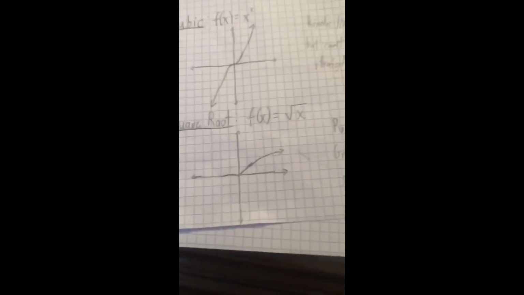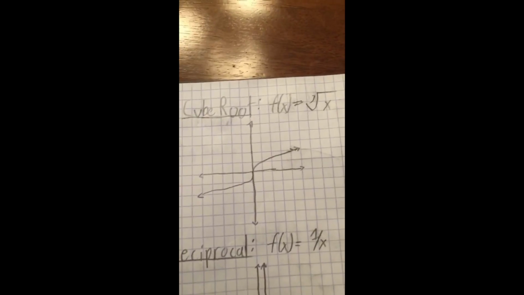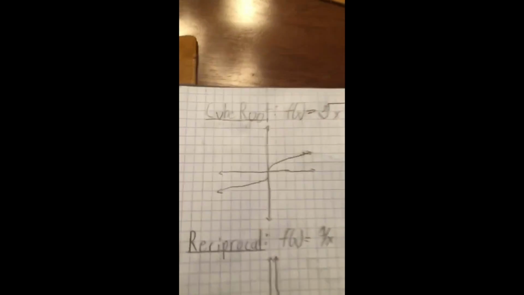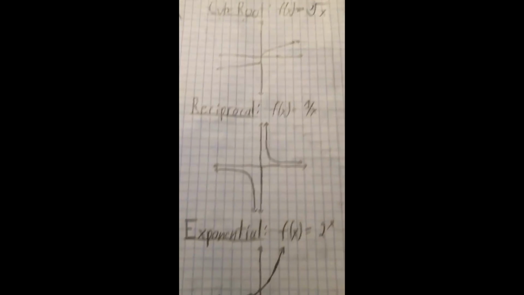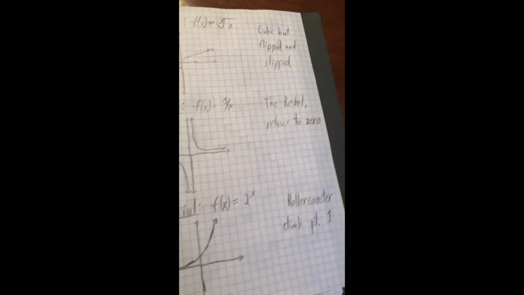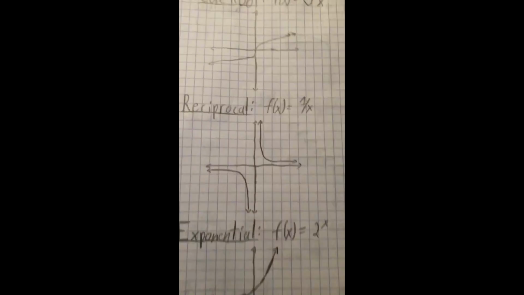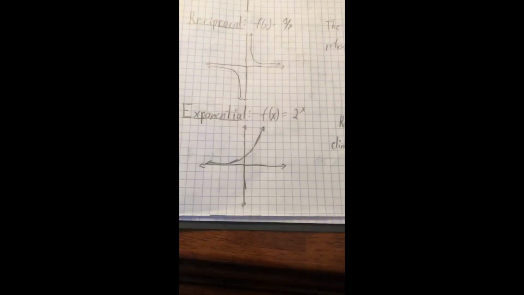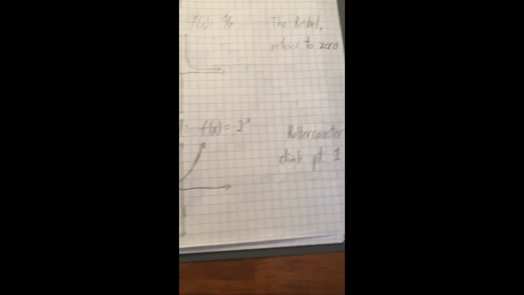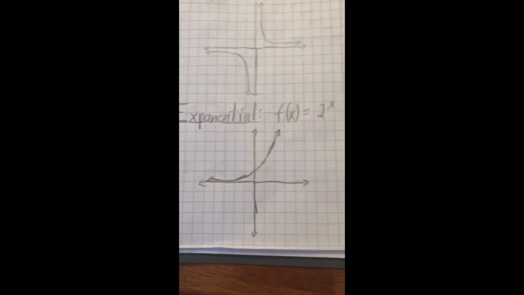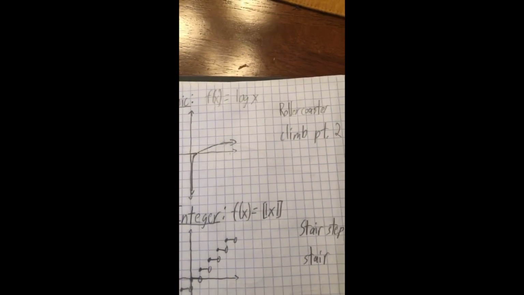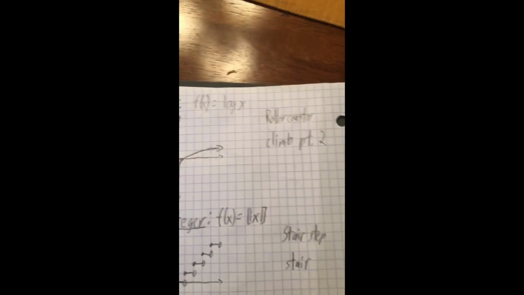Here with square root of x, we got puberty growth, growing fast, but just slowing down. Cube root with the cube root of x, cubic, but just happened to flip and slip. Reciprocal, that I like to call the rebel, who refuses to zero, 1 over x. Exponential with f of x equals 2 to the power of x is our roller coaster climb, part 1.